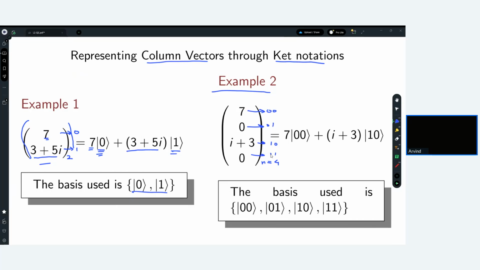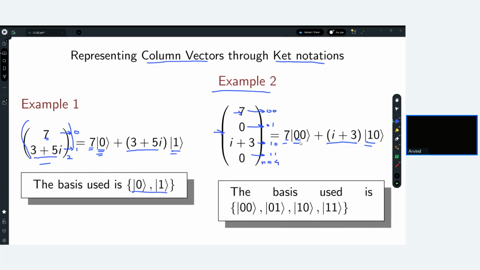In order to convert this column vector into Ket notation, go from the first row to the last row and skip the rows at which value 0 is present. Here the first non-zero is the 7, and this is present at the 0th position, so 7 will become the coefficient of the 0 0 state. And i plus 3 is the next non-zero number, so i plus 3 becomes the coefficient of quantum state 1 0.